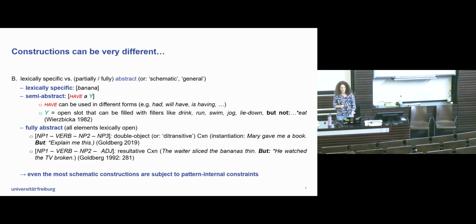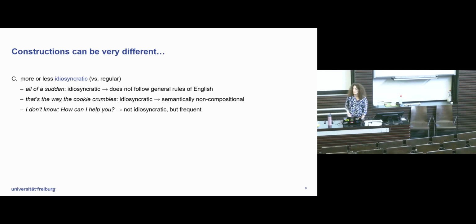I'm just mentioning that for the sake of completeness, where you have something that is entirely schematic, like noun phrase 1, verb, noun phrase 2, noun phrase 3, as represented by the sentence or instantiated by Mary gave me the book, for example. Okay. And then the final critical dimension along which constructions vary is that they can be more or less idiosyncratic, where idiosyncrasy is the opposite of regular, something that is regular. For example, all of a sudden qualifies as a construction because it does not follow general rules of English, right? So sudden is not a noun.